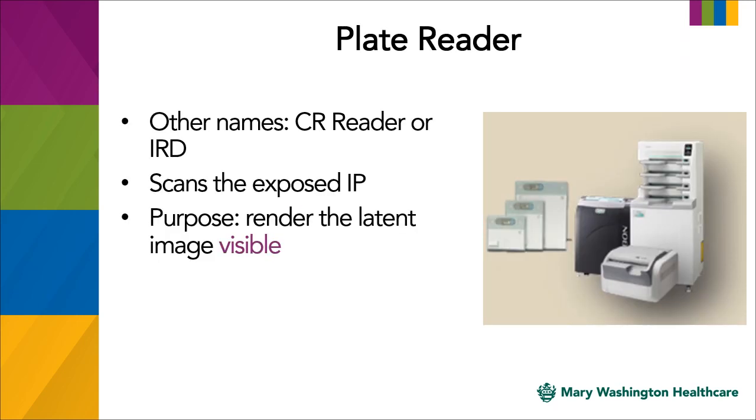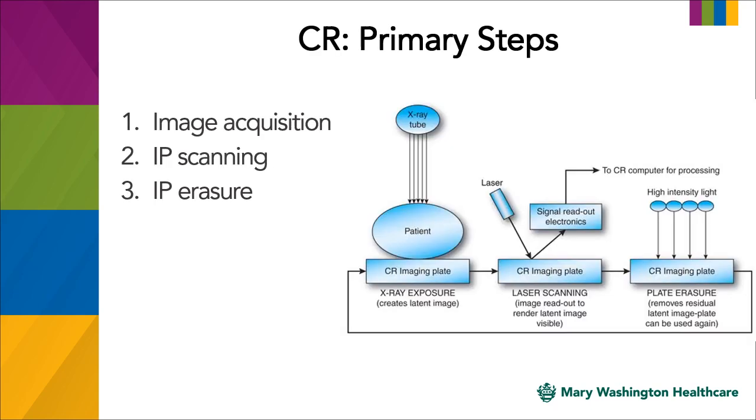The plate reader, also called a CR reader or image reader device, is going to scan the exposed imaging plate. It will render the latent image visible. The preliminary steps for CR are image acquisition, image plate scanning, and imaging plate erasure.